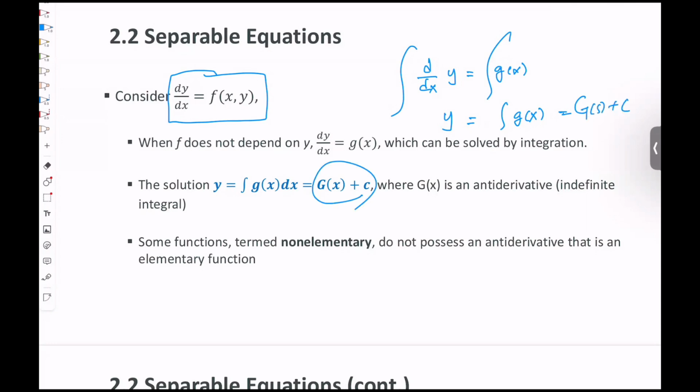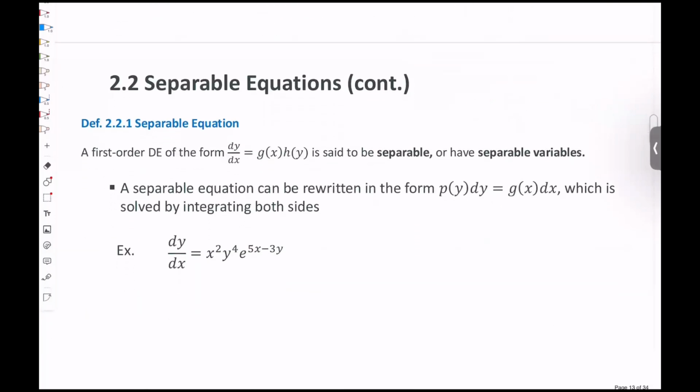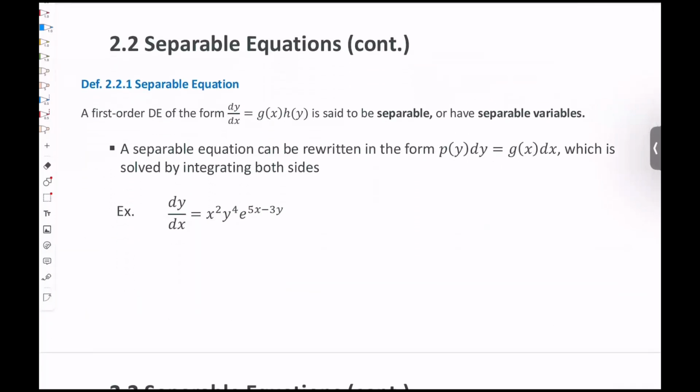But sometimes we have x terms and y terms mixed up. So the first order differential equation of the form dy over dx equals g of x times h of y. This means the x terms and the y terms are said to be separable, and we can separate these two. How? We can multiply both sides by dx, then we have dy equals g of x and h of y times dx.